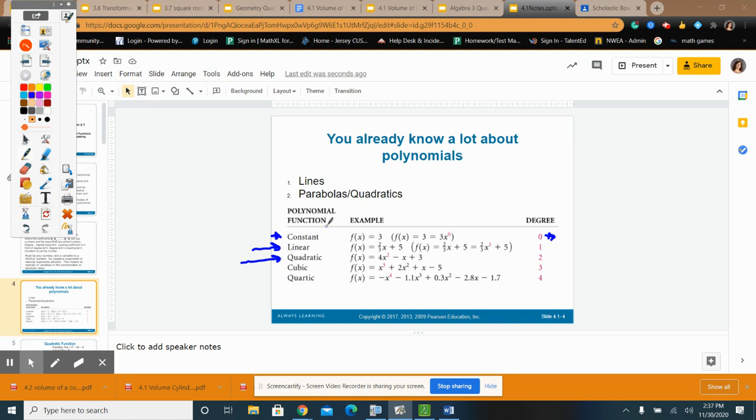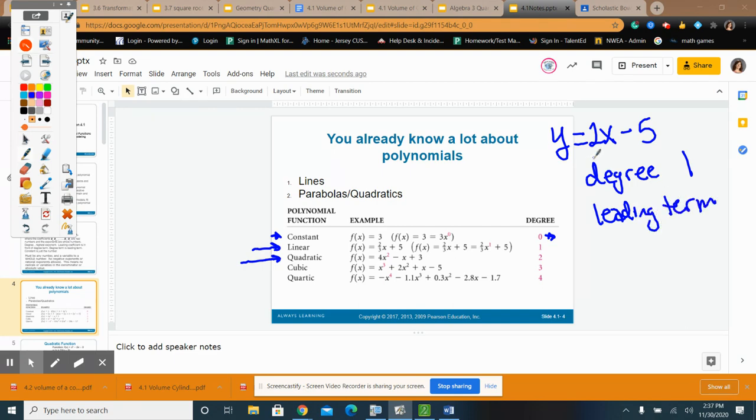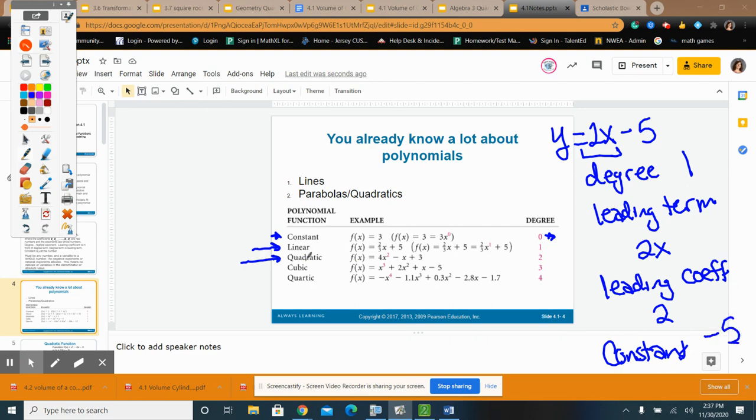It is a polynomial, and the linear is a degree 1. So if you have y equals 2x minus 5, the degree is 1 because that is the highest exponent. The leading term is the degree term, which is this whole piece, so that would be 2x. The leading coefficient is the number in front of the degree term, which is 2. And the constant is the negative 5. It keeps the sign.